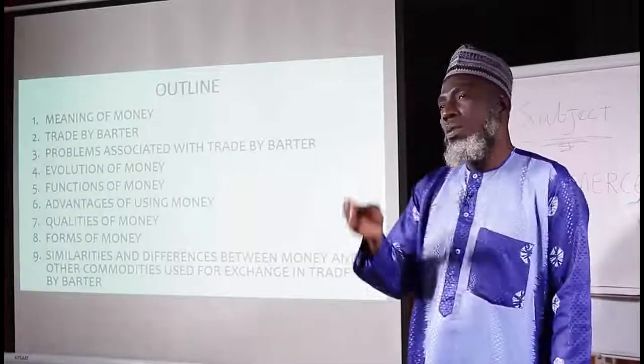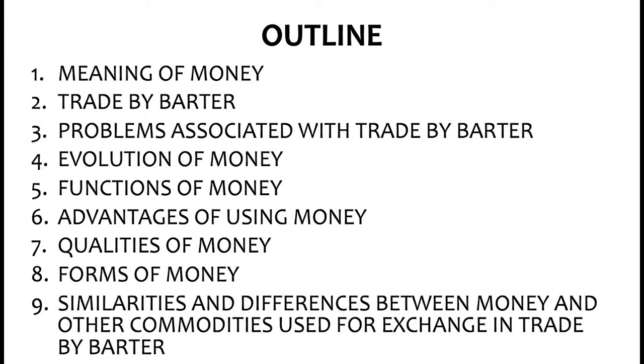We will look at, under this topic, the following areas. One, meaning of money. Two, trade by barter. Three, problems associated with trade by barter. Four, evolution of money. Five, functions of money. Six, advantages of using money. Seven, qualities of money. Eight, forms of money. Lastly, similarities and differences between using money and other commodities as medium of exchange.